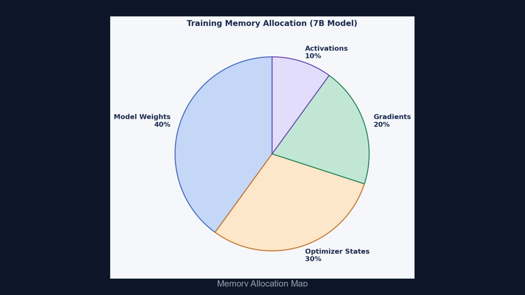Optimizer states, which help in fine-tuning the weight updates, comprise 30% of the memory. Lastly, activations, necessary for storing intermediate results during forward passes, represent only 10%. Understanding this breakdown is crucial for effective GPU resource management as it allows you to make informed decisions about memory usage and optimization strategies. As you move forward, keep these percentages in mind when configuring your training settings to ensure you're maximizing GPU efficiency.